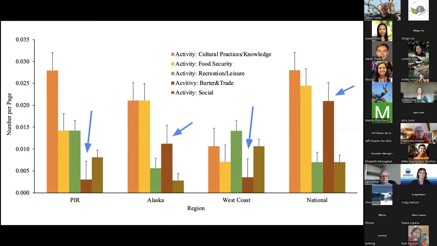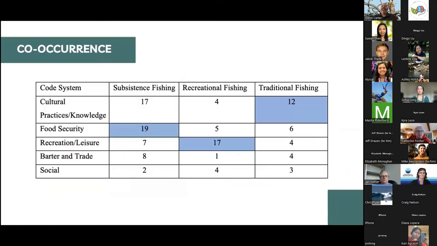And I think that has to do with the reality that the fishing industry in Alaska is tremendously important and prevalent. I know this project is talking about non-commercial fishing, but there are still commercial aspects of trade and the importance of the economic reality of fishing in Alaska. And I think that makes sense as to why barter and trade is discussed more than, say, the social element of fishing. Similarly, in national, economics are very important to the federal government, so it makes sense that barter and trade are brought up more than, say, again, recreation or social elements of fishing.